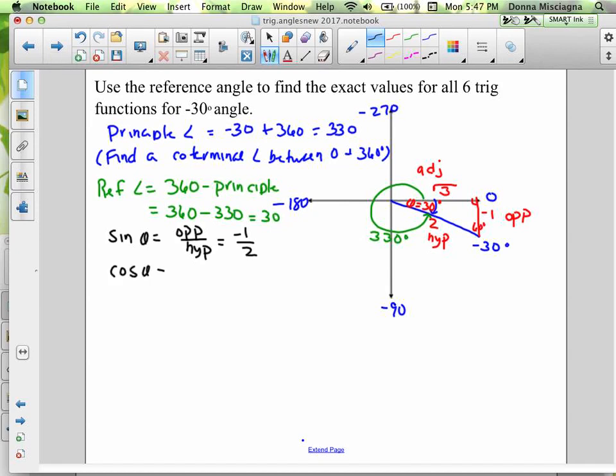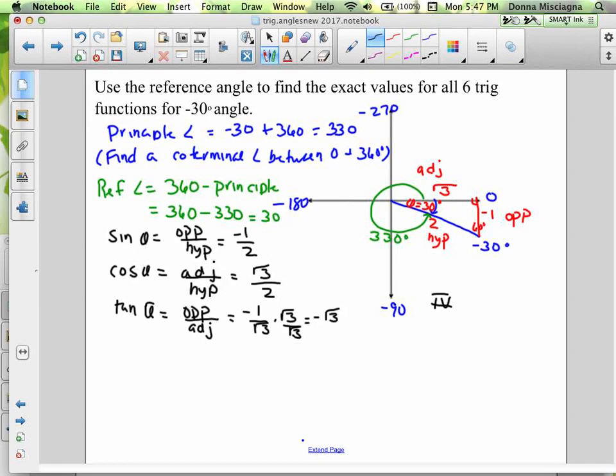Cosine theta is adjacent over hypotenuse. Right? And the adjacent side is the square root of 3. The hypotenuse is 2. Notice cosine is positive in the 4th quadrant. Tangent theta is opposite over adjacent. So the opposite side is -1. The adjacent side is the square root of 3. We should rationalize that. And so that's going to be negative square root of 3 over 3.